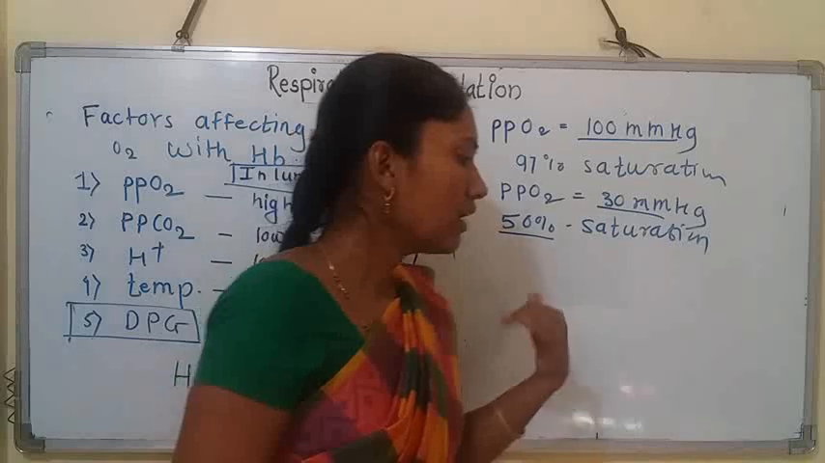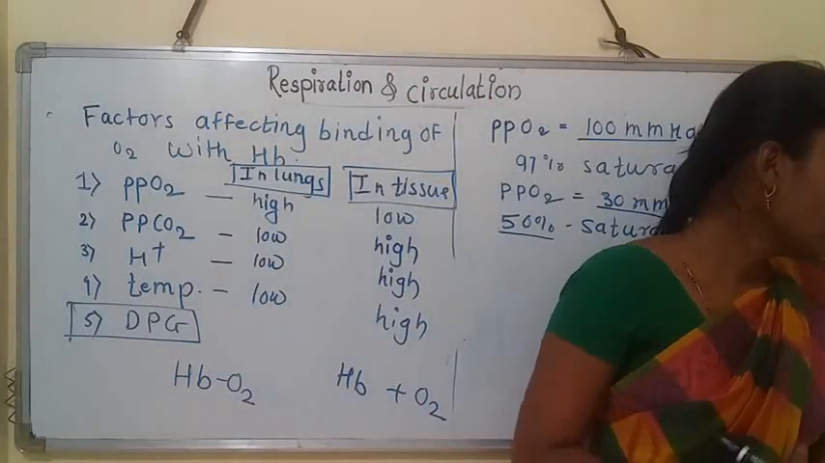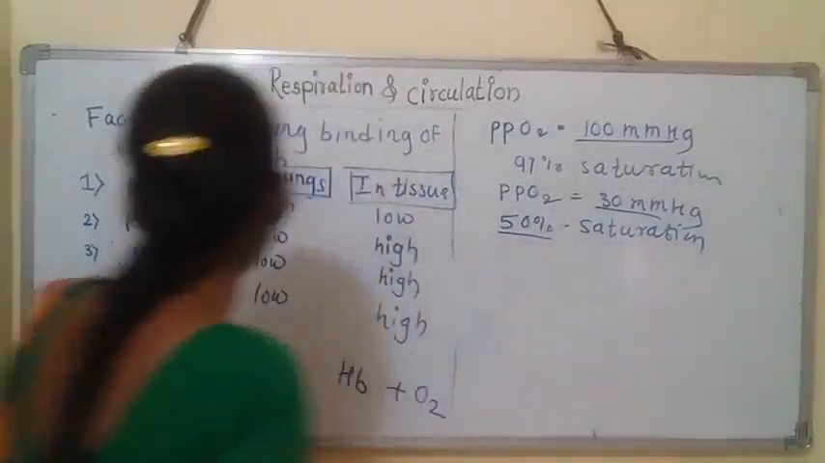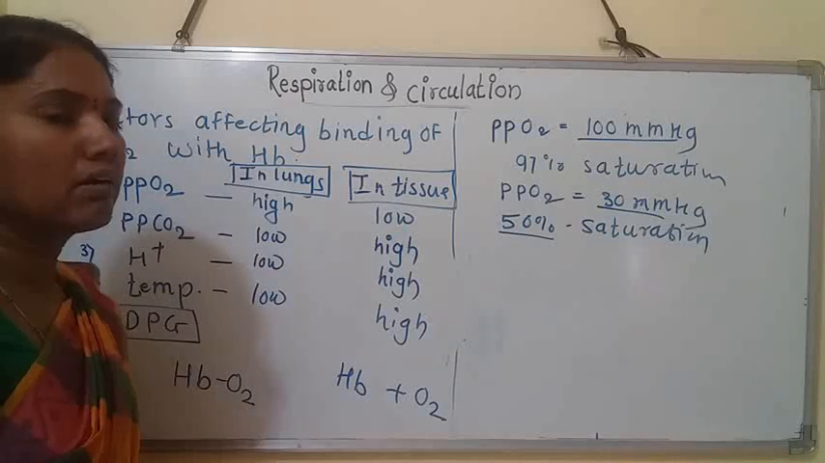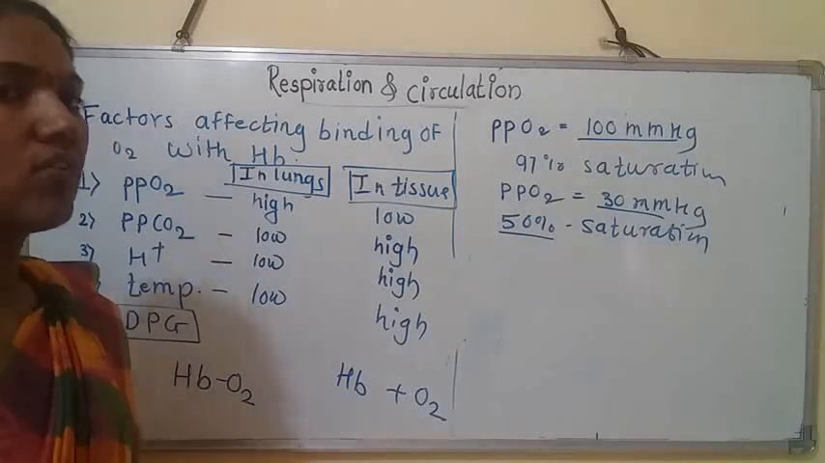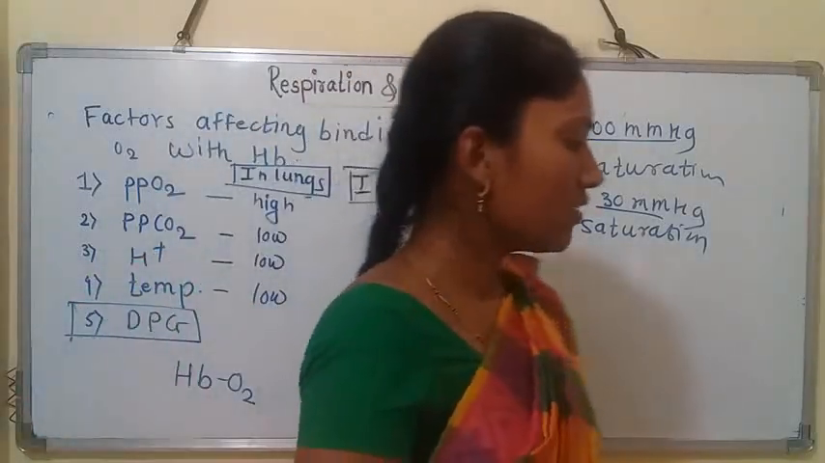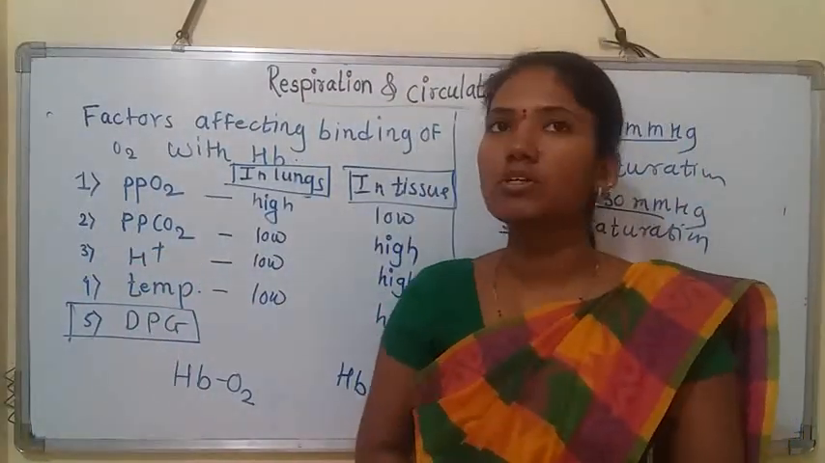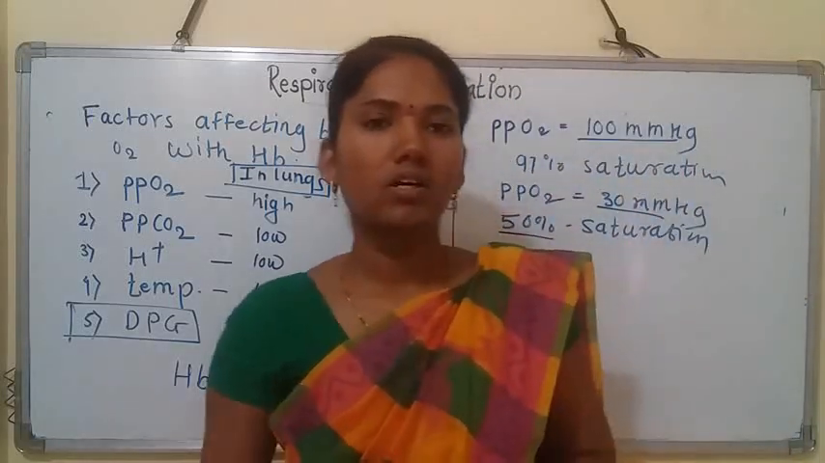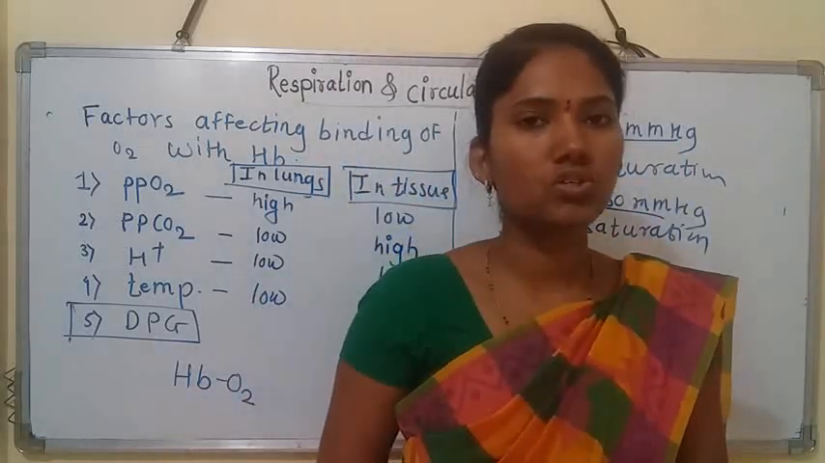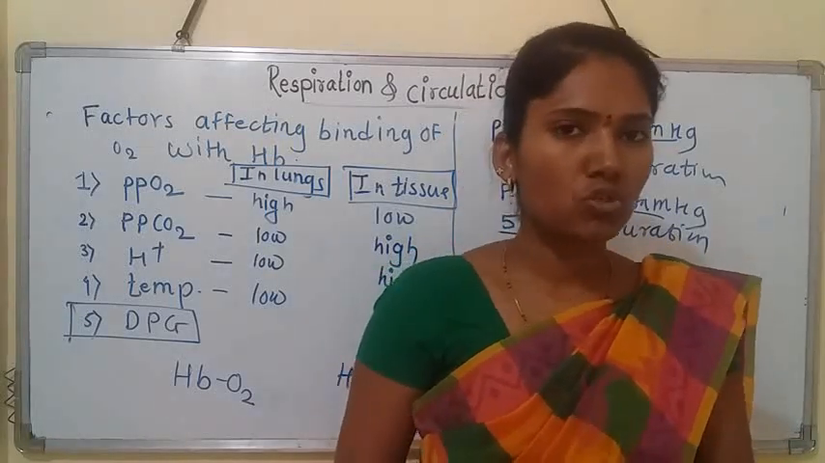So remember this. And one more thing, they have given DPG, 2,3-diphosphoglycerate. It is one compound formed during glycolysis, and that compound also affects the formation of oxyhemoglobin. So this is about the various factors which affect the formation of oxyhemoglobin. Now in NCERT they have given one graph which is also called the oxygen dissociation curve. So it is very important from the NEET point of view. So what is that curve?